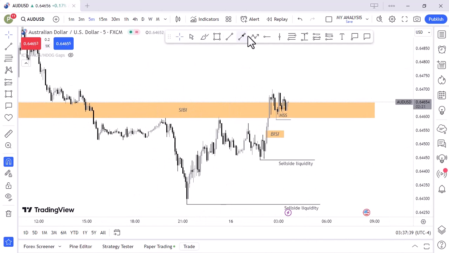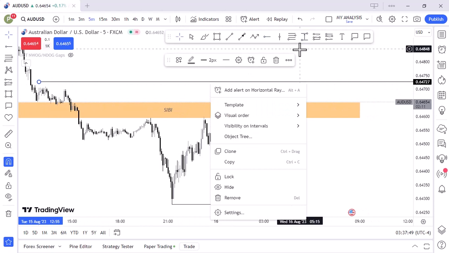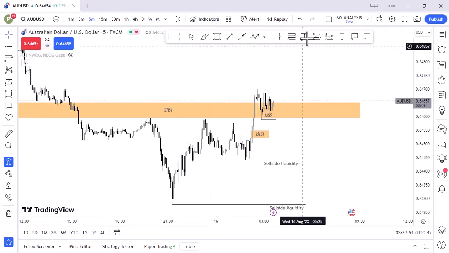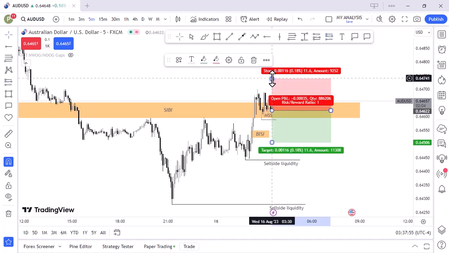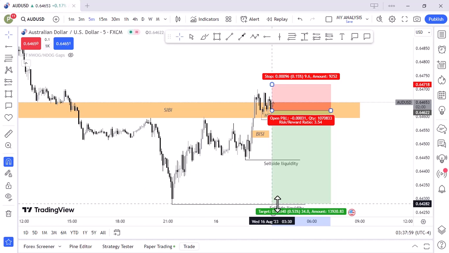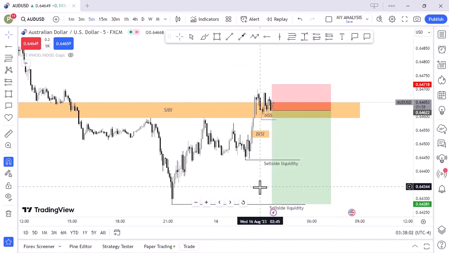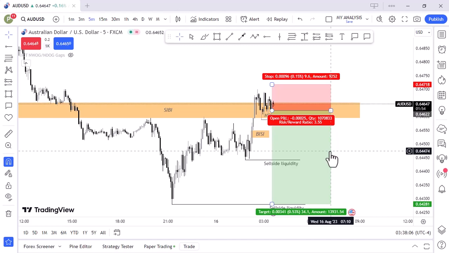With my SL being right above here, that's where my SL is. Let me just take it somewhere here, SL here. So this is technically my trade on Aussie on day 2.